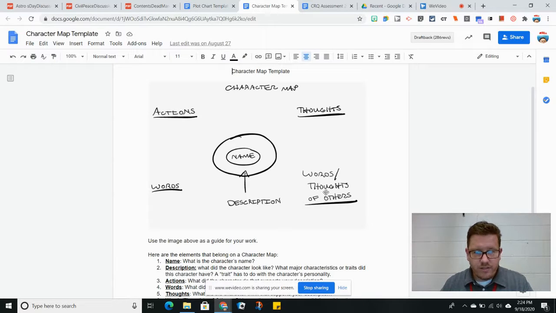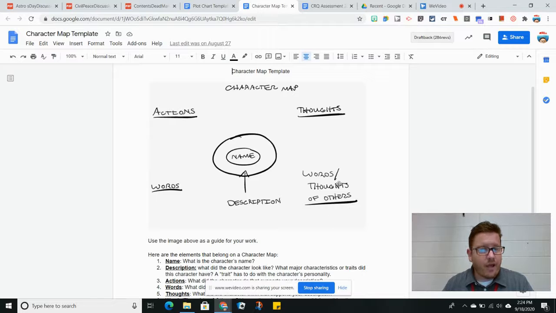What does the narrator tell us the character is thinking about? Words and thoughts of others. This is anything that another character actually says or thinks about the protagonist here. So think in Contents of the Dead Man's Pocket. There's only 2 characters in that story. You've got Tom and his wife Claire. But Claire says something to Tom that tells us about who he is.